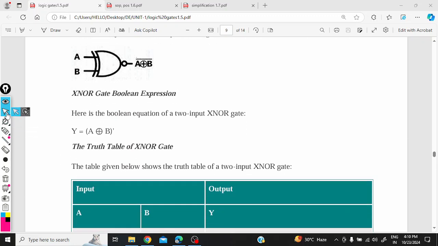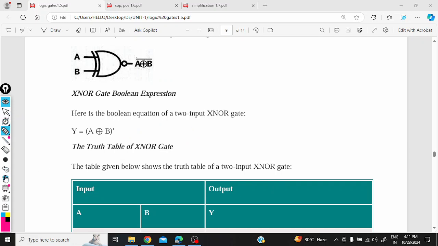Means for a differential input it is going to give you a 0 output, and for same inputs the output is going to be 1. So this is the symbol for it, and that is A exclusive B whole bar, and the XNOR operation can also be represented as A XNOR B. So this is also one more symbol for the A exclusive B operation.